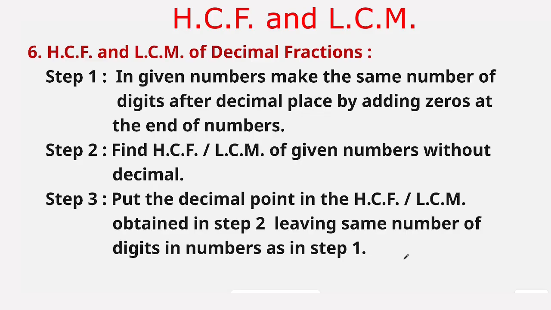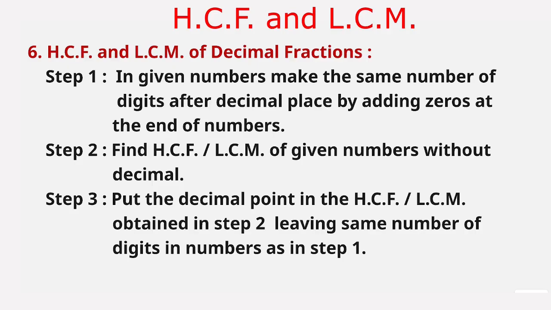Now I explain all the steps. You have been given some numbers with decimal places. Say in first number, the digit after decimal is 1. Only one digit is after decimal. In second number, the digits after decimals are 2. And in third number, the digits after decimals are 3 digits. Then you have to make all the numbers with 3 digits after the decimal by putting zeros at the end.